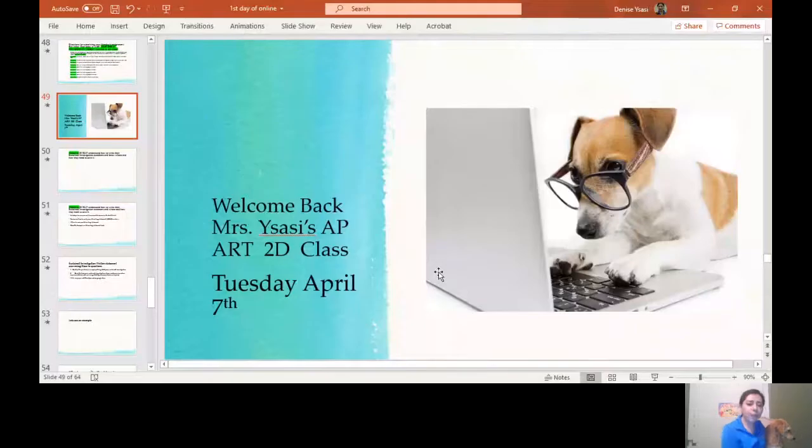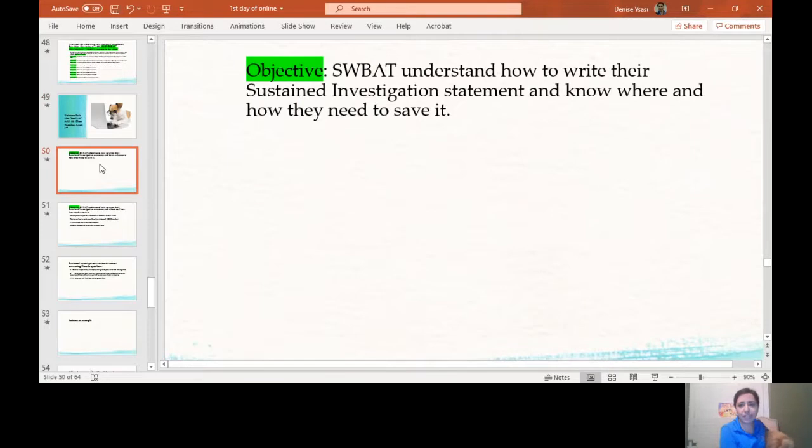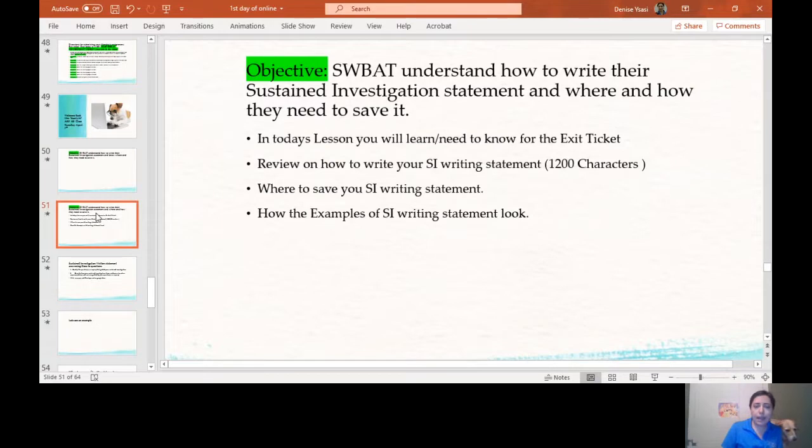Okay, so welcome back, Missy Sassy's AP Art 2D class, Tuesday, April 7th. So today our objective: we will understand how to write your sustained investigation statement and know where and how you need to save it. So we are going to start by knowing in this lesson what you will learn and what you need to know for the exit ticket.